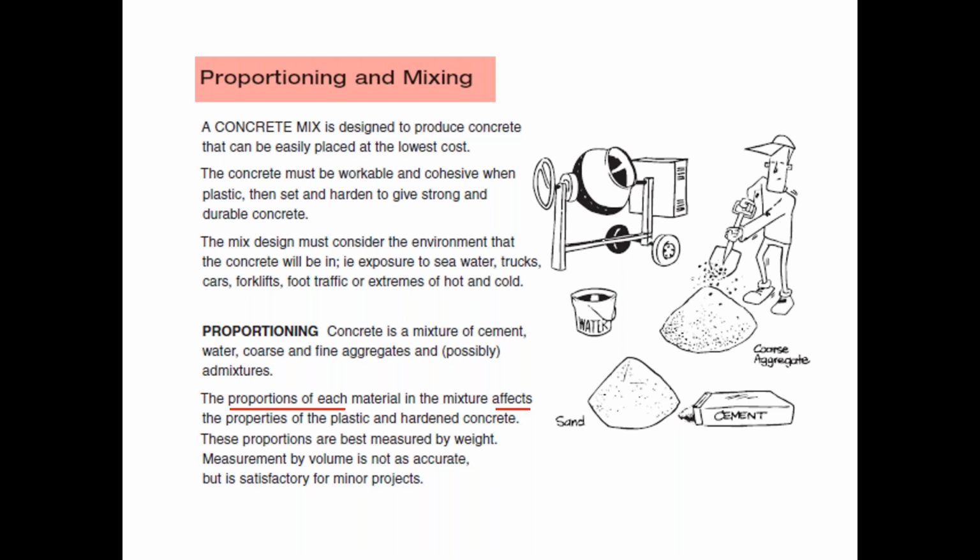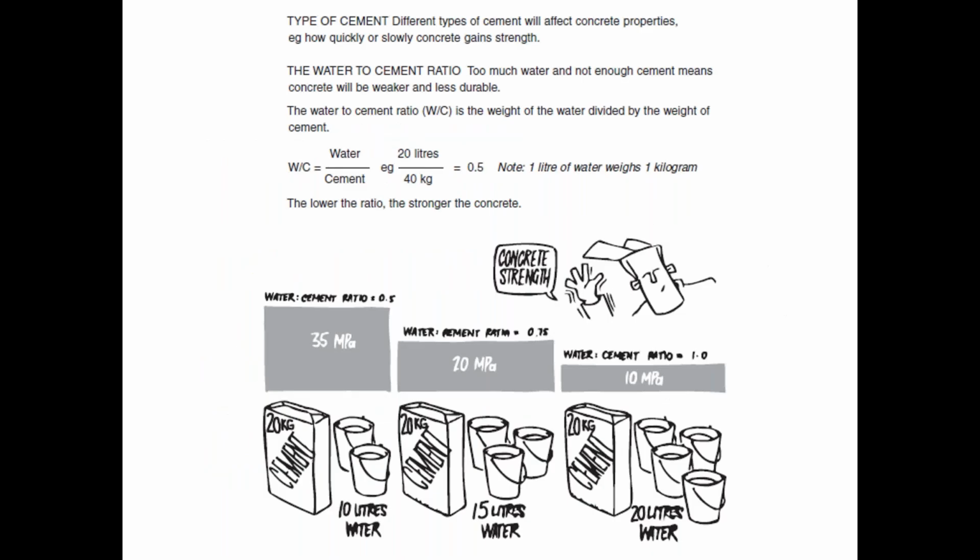So the proportions of each of these materials in the mixture greatly affects the properties of the concrete, whether it's wet or dry. And they're measured by weight, because volume's not as accurate, all right? So everything in concrete is done by weight. And here's a good example of ratios.